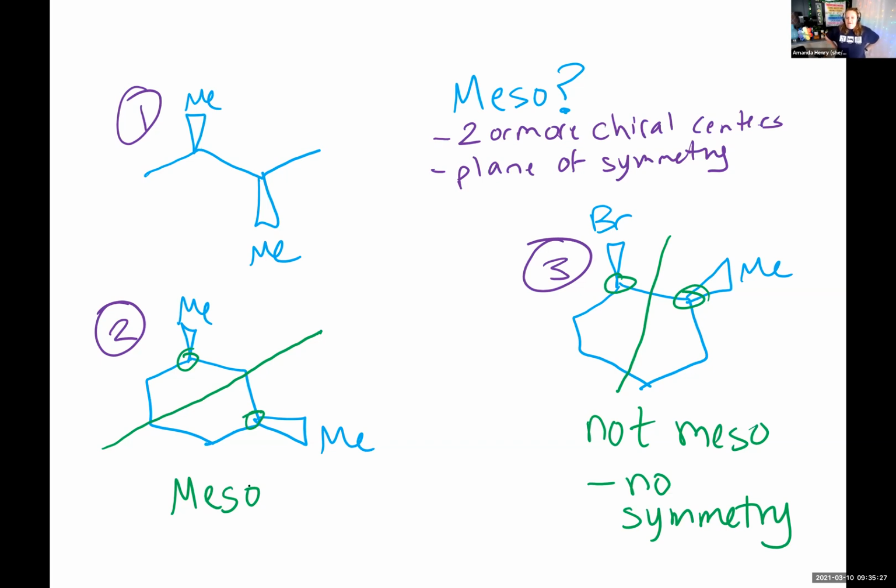What do we think about number 1? Meso or not? There's a vote in the chat for it to be meso also. Oh, true. You guys are voting together. Anybody want to go against them?